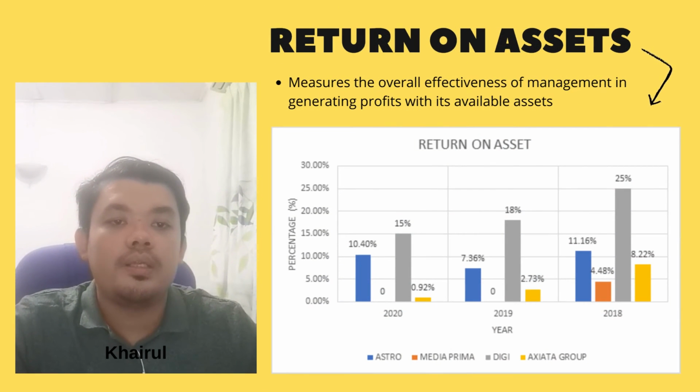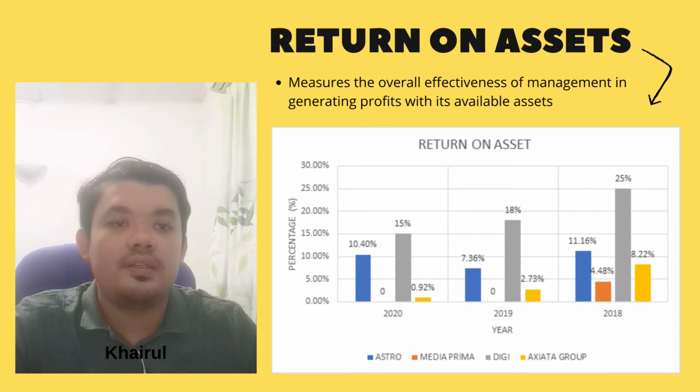And then we can look at the return on asset. Return on asset is also known as return on investment. It measures the overall effectiveness of management in generating profit with its available assets. And the highest ratio indicates a higher return on the firm's asset investment.